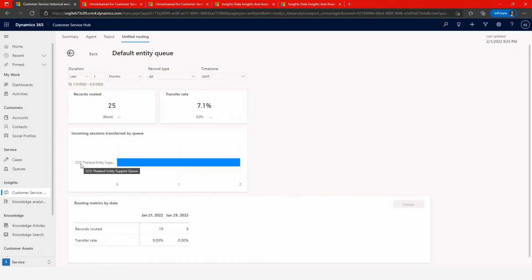And she sees that the transfers have happened from this queue to the Thailand queue. There can be some possible explanations for this, but what she has understood from her experience, and while interacting with the agents from the Thailand queue, is that work items which are supposed to go to the Thailand entity support queue are actually landing in the default entity queue.